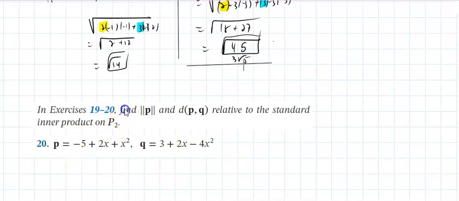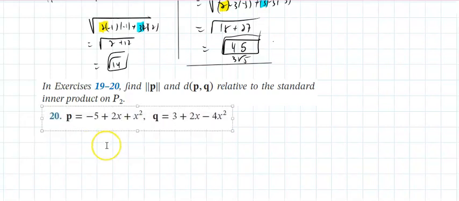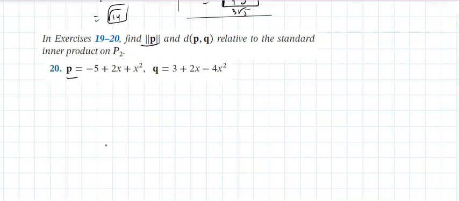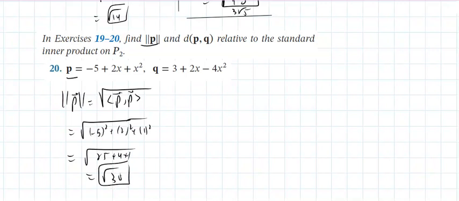It doesn't really matter. Okay, and here we are one more time. Let's look at how this works. Find the magnitude of p, just p by itself. If I want to find the magnitude of polynomial p, well, that is the square root of the inner product of p with itself. Okay, and that would be what? That would be the square root of negative 5 times negative 5, 2 times 2, and 1 times 1. And that's the square root of 25 plus 4 plus 1. That's square root of 30.